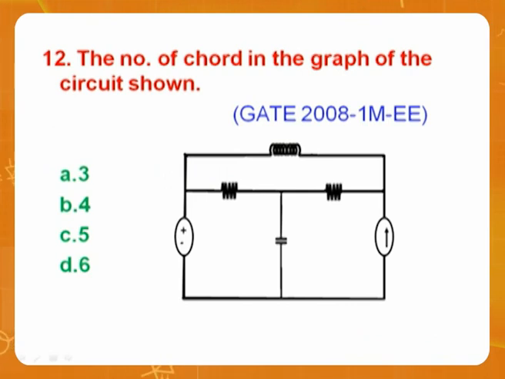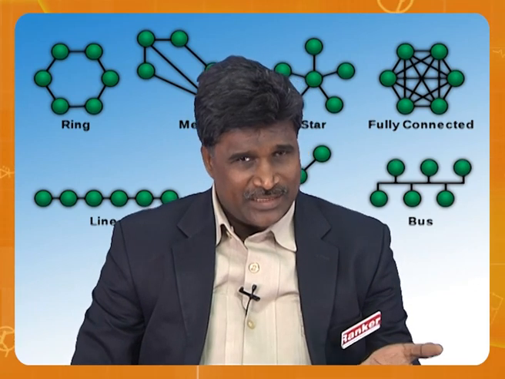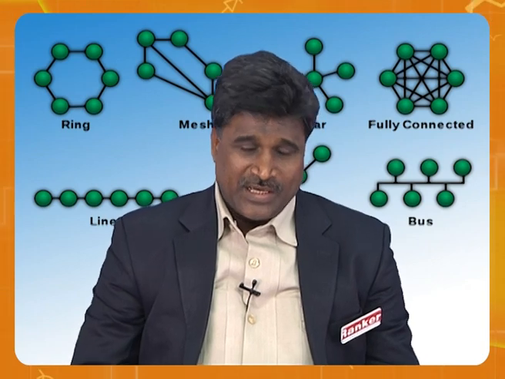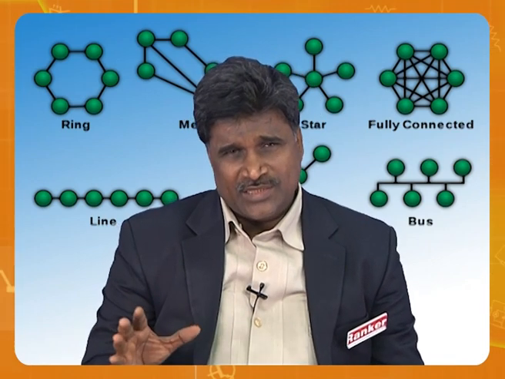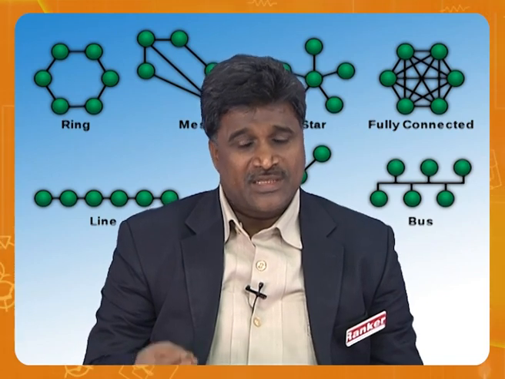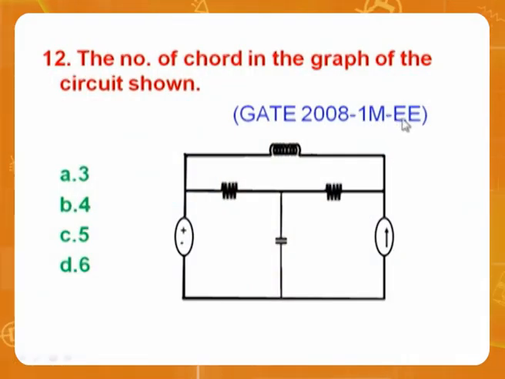Now let's go for the 12th problem. The number of chords in the graph of the circuit. How many chords are there in the circuit? Number of chords means number of links. In one exam, he asked the equation. In another exam, he is asking the numerical. As I told you, he cannot ask bigger things because in an objective exam, such a big topology cannot be asked, but he's checking. That's why you see, GATE 2008, it is given for 1 mark.